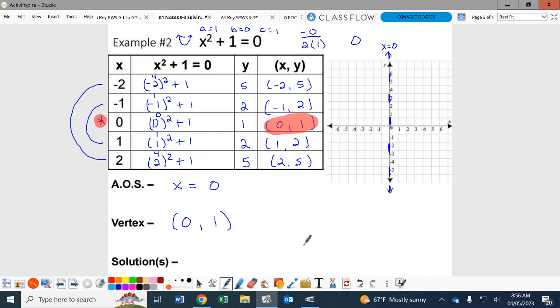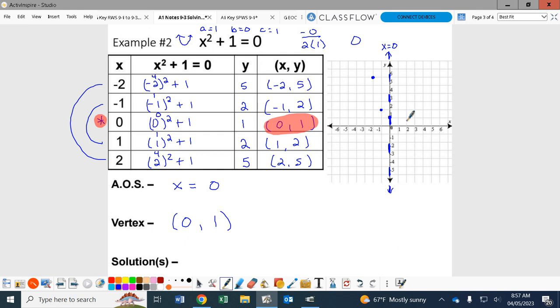We're going to graph all our points. The first one's going to be at -2, 5. That means go to the left 2 and then go up 5. The second one's going to be at -1, 2, which means go to the left 1 and then up 2. The next one is 0, 1. 0 means don't go left or right, go up to 1.